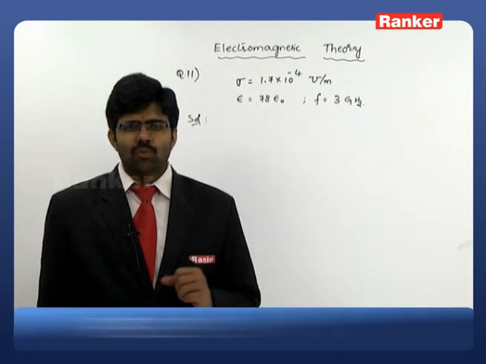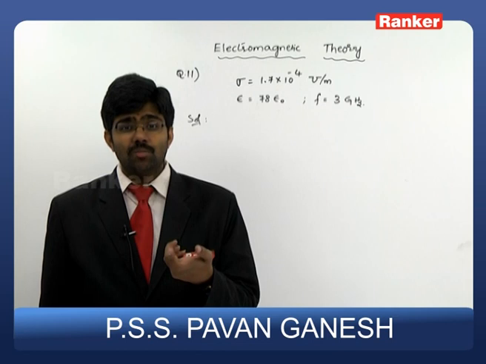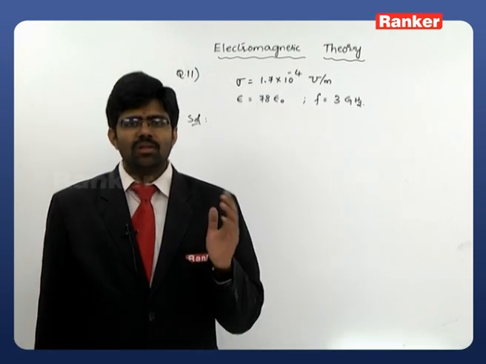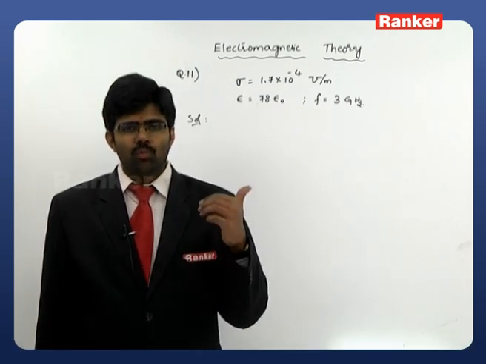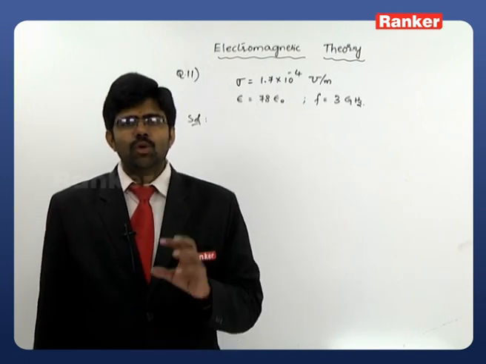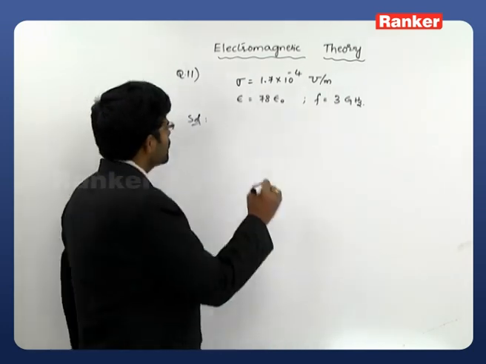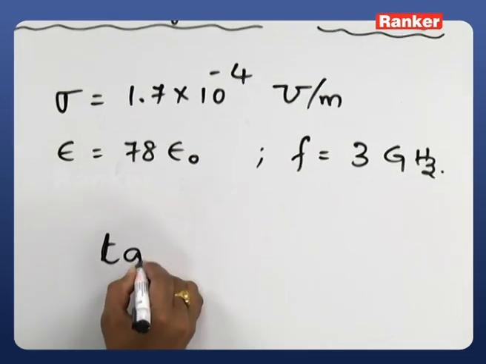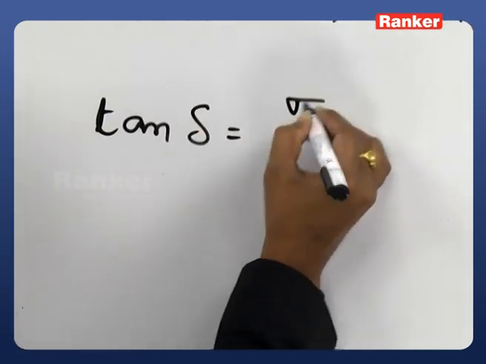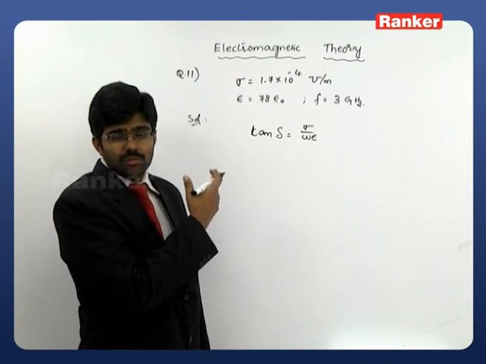Before that, just recollect what is loss tangent. Loss tangent is nothing but the tan of some angle which describes how much loss is there. Whenever the loss tangent is more, there will be more loss. Whenever the loss tangent is less, there will be very little loss. To characterize any material, we can use this loss tangent, and the loss tangent is given as tan delta, which is equal to sigma divided by omega epsilon. To characterize different materials, we have already observed this one.